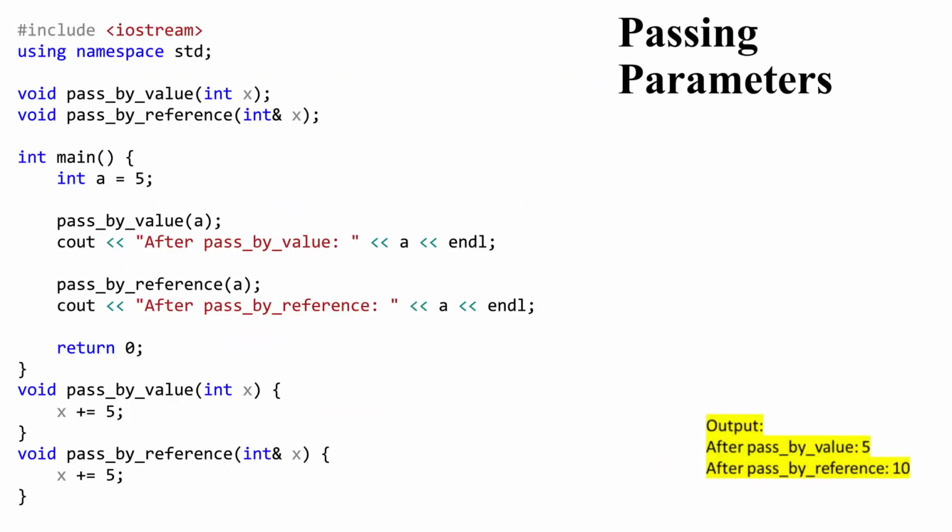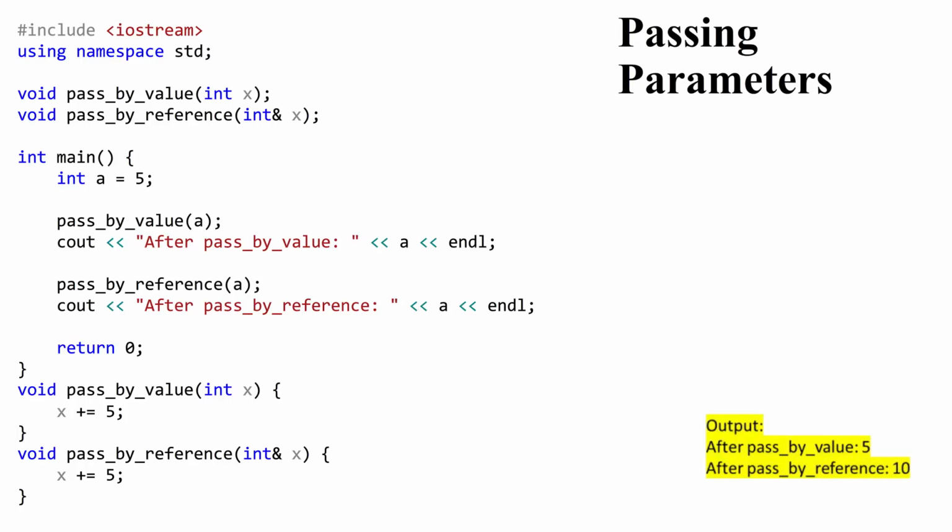There are two ways to pass parameters to a function in C++. The first type is pass by value. This method creates a copy of the original variable and passes it to the function. Any changes made to the variable inside the function don't affect the original variable.